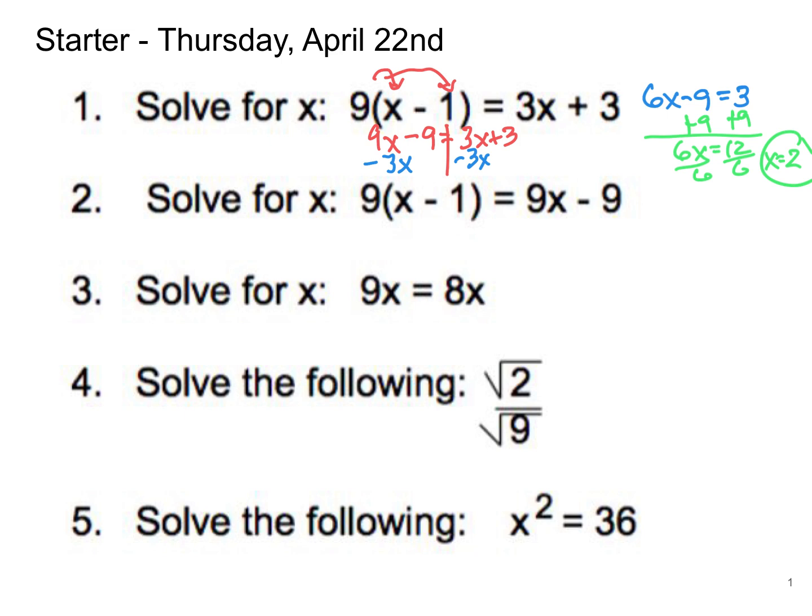For number 2, again, we're going to multiply in our 9. And we'll have 9x minus 9 equals 9x minus 9. All right, a couple of things. I noticed I have a 9x and a 9x. So my variables are the same. And then are my numbers the same? Yes, they have negative 9, negative 9.